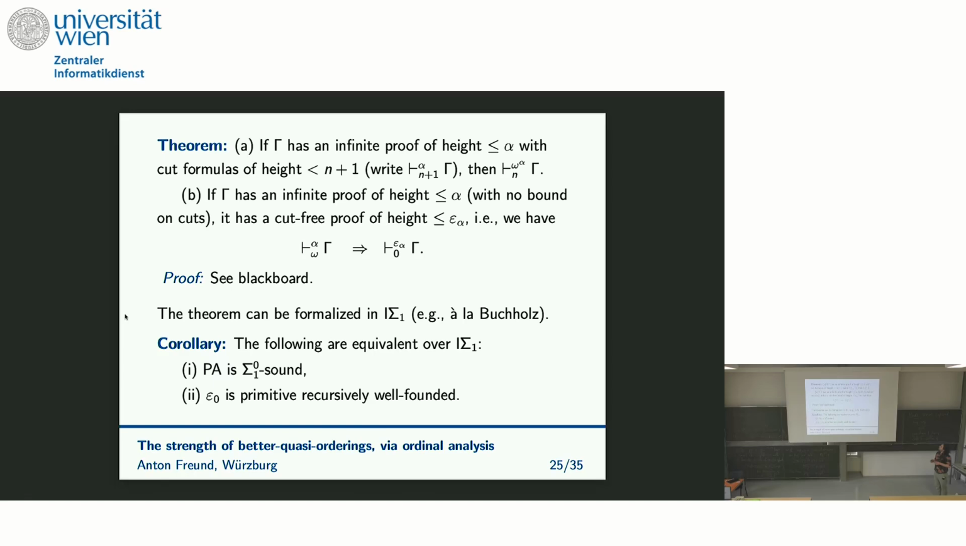So we also have cut eliminations, as I mentioned, for these infinite proofs. And part A of this theorem is essentially what we saw before on the blackboard. So if you have an infinite proof of height at most alpha with cut formulas of height strictly below n+1, then we can reduce the cut rank at the cost of an exponential. In fact, the base of the exponentiation could also be 2 rather than omega. And the proof is exactly the same. Nothing changes.